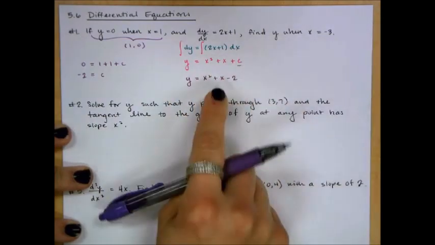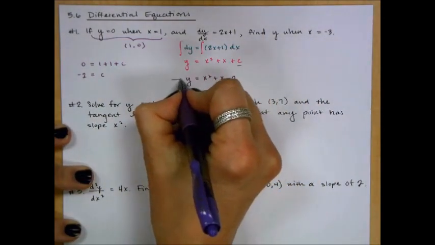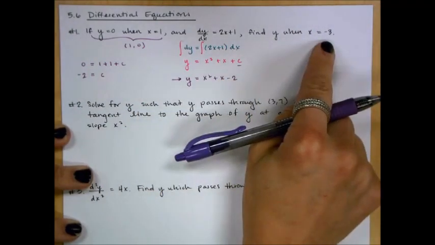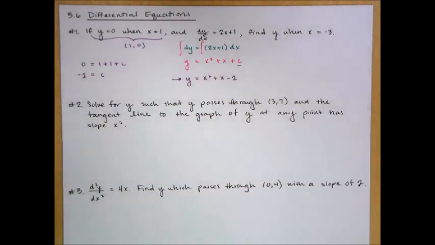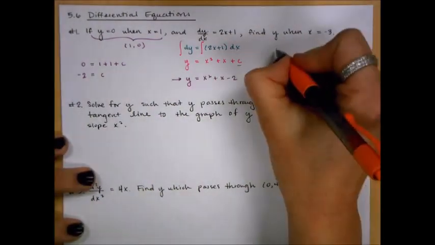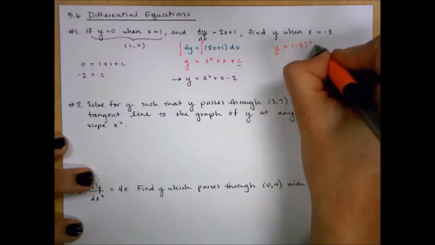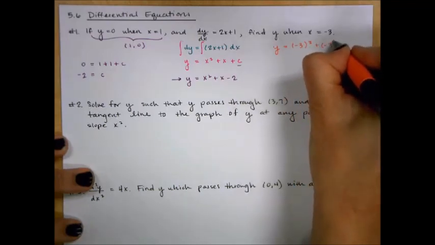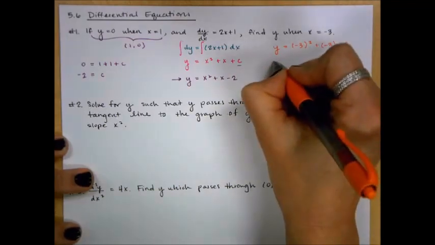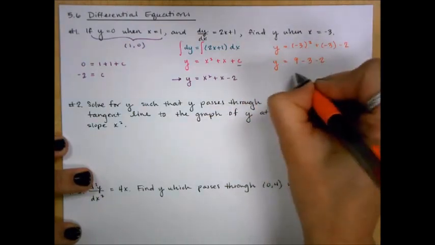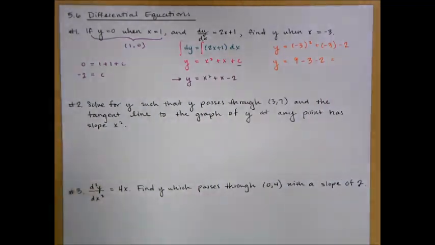So we have our function y, and now we can find the value of y when x is negative 3. All right, so we end up with 4.